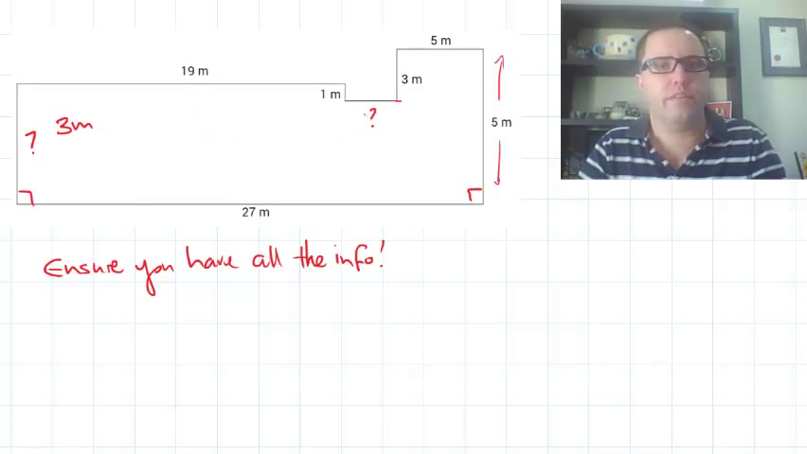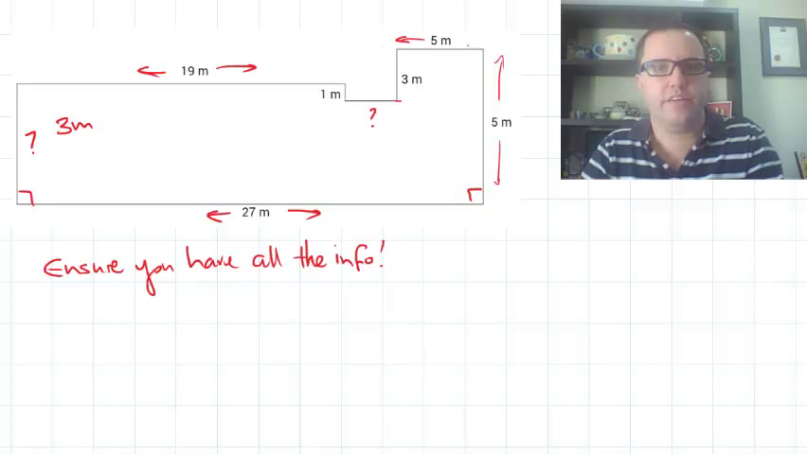Now, this whole length here is 27 across the bottom. So we've got 19 here and 5 here. So 19 plus 5 is 24. That means 27 take 24. We have 3 meters here again.